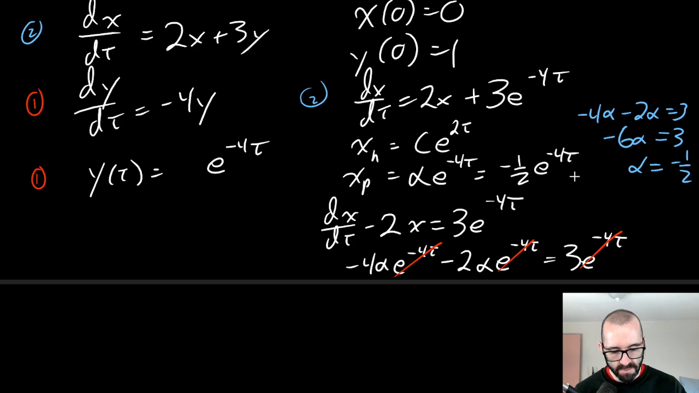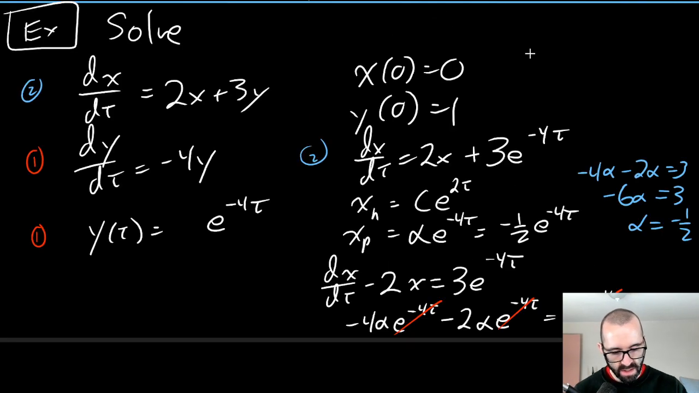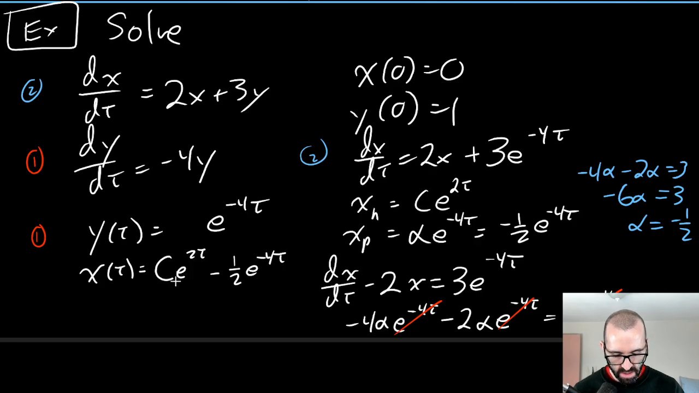And now we have our homogeneous and our particular. We can combine that into our x(t). Actually, let me write it over here next to our y. x(t) is our homogeneous, c e^(2t), plus our particular, negative 1/2 e^(-4t). And again, x(0) is equal to 0. You plug in 0 here, you get c minus 1/2. I think c is 1/2.